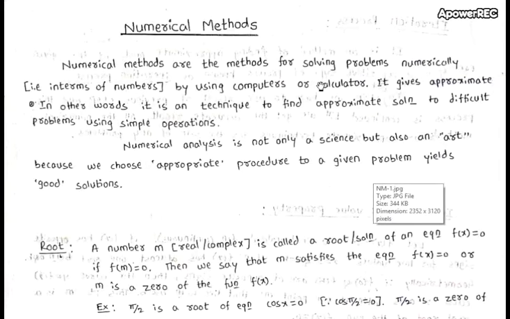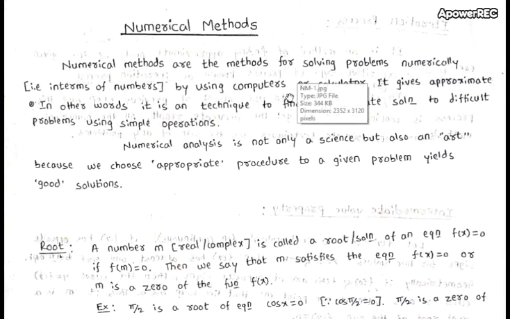Module 5, Numerical Methods. Numerical method is a technique to find the approximate result to any given problem with the help of a calculator. This is called numerical method.